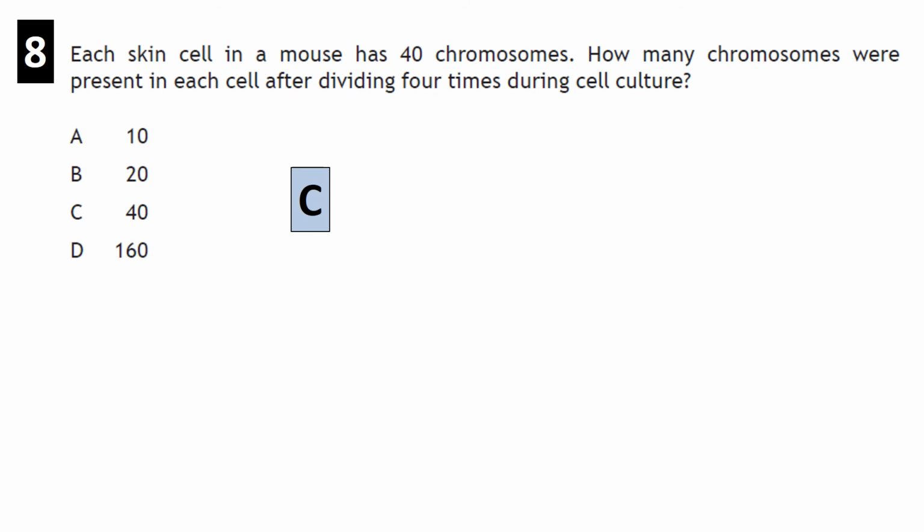So it's asking you about the number of chromosomes. So the number of chromosomes isn't going to change. Every time your cells divide, you don't have an increase in the number of chromosomes. So they should remain the same. If it was asking you about the number of cells, you'd have a bigger number there, but the number of chromosomes remains the same. So 8 is C.